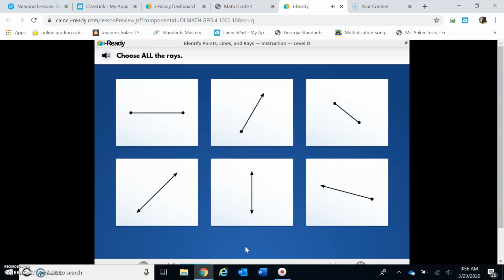All rays. Okay, so we already know that a ray has a point on one end and an arrow on the other end. This is not what I'm looking for. This is a line segment. This is exactly what I'm looking for. This is a ray. Here's another line segment. Don't want that. This is a line. This is another line. Here's a ray. So I've chosen two correct answers.